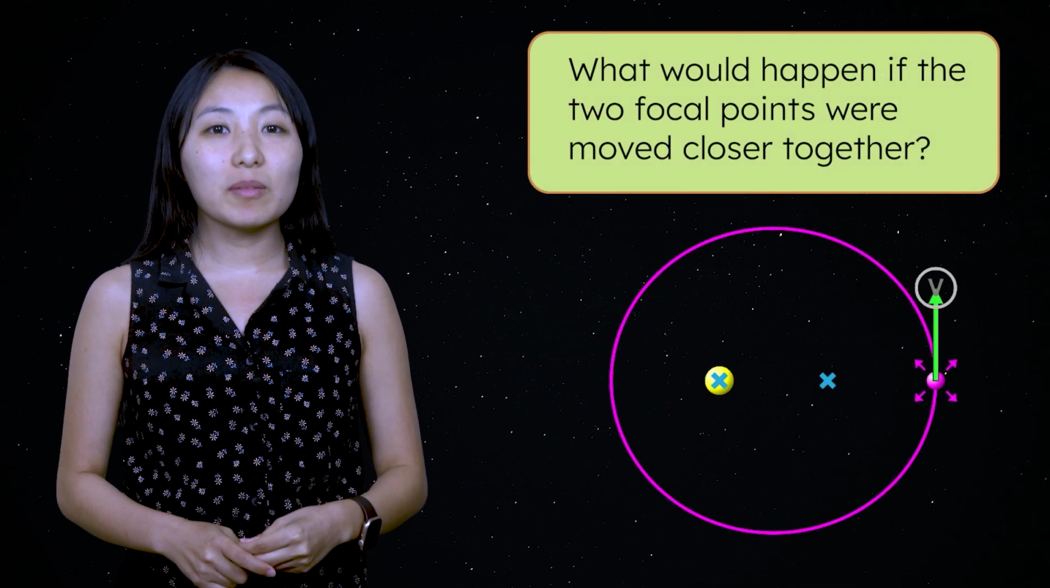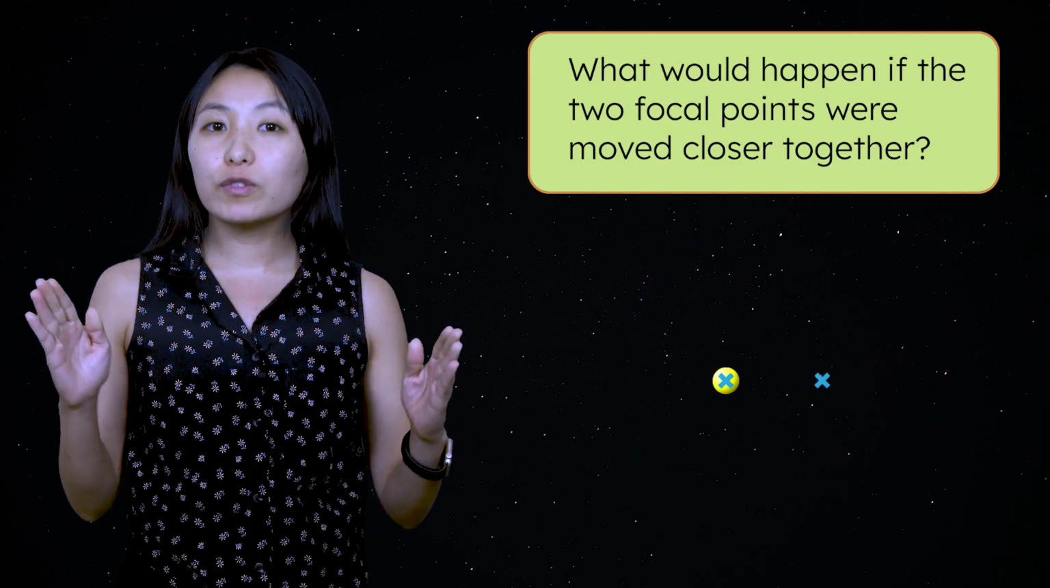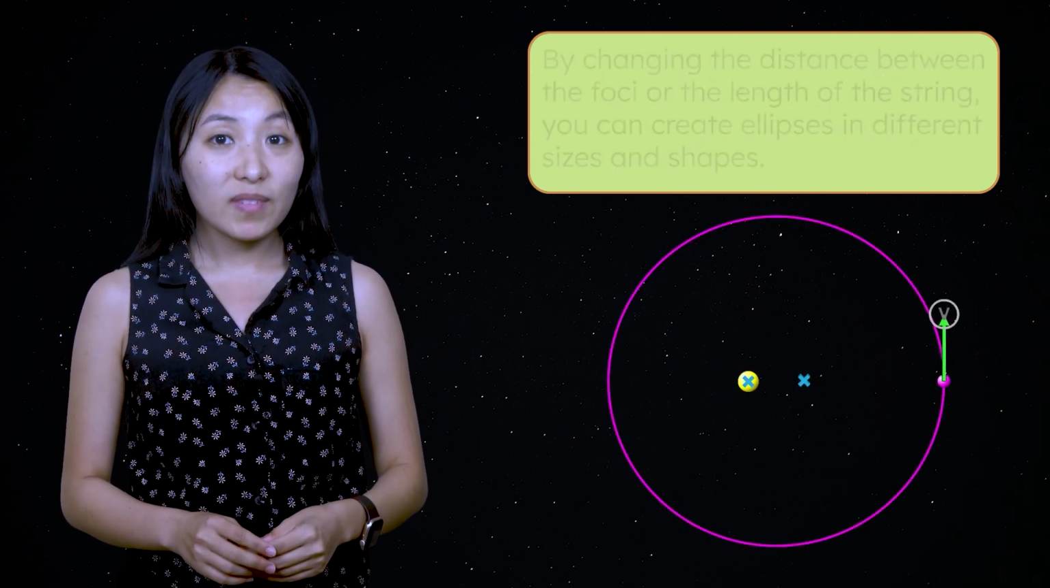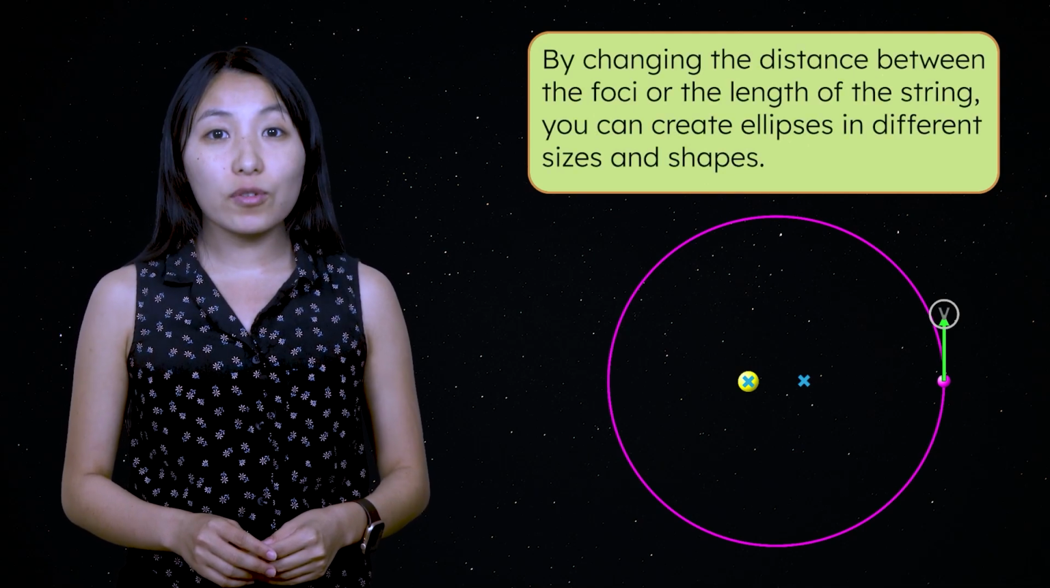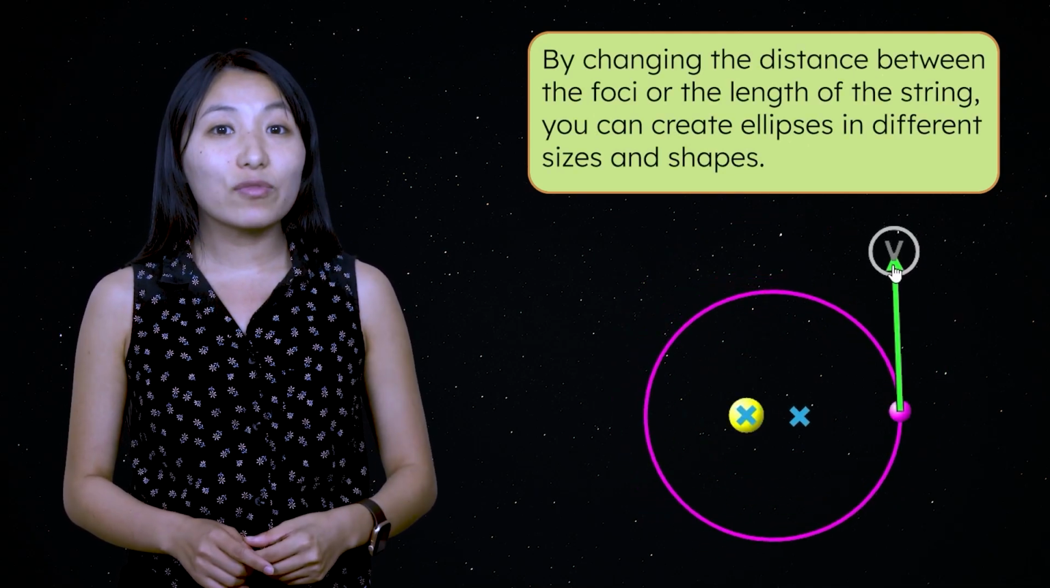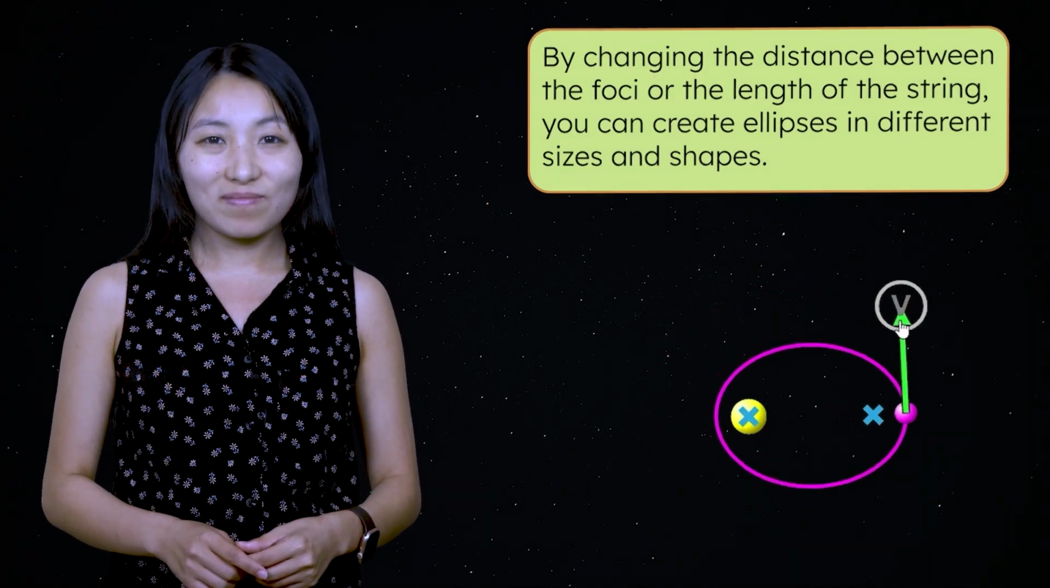What would happen to the ellipse if the two focal points were moved closer together? It would change shape. By changing the distance between the foci or the length of the string, you can create ellipses in different sizes and shapes.